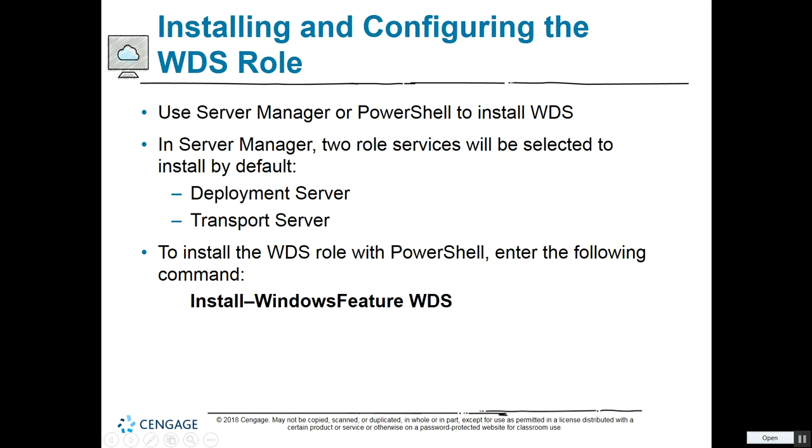Now, when it comes to installing and configuring the WDS role, use Server Manager or PowerShell to install WDS. In Server Manager, two role services will be selected to install by default: Deployment Server and Transport Server. To install the WDS role with PowerShell, you'll use the Install-WindowsFeature WDS cmdlet.